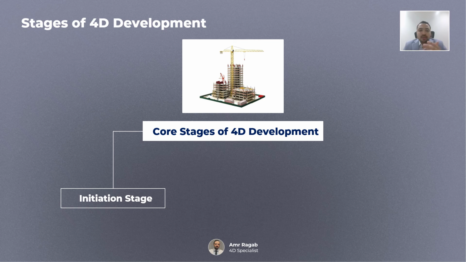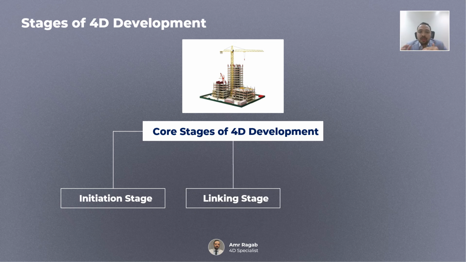So if the model and the schedule don't speak the same language from the start, the entire 4D process will suffer later. Good preparation in the initiation stage means a small linking stage later. So the next stage is the linking stage. Once we have alignment, we move into the linking stage.